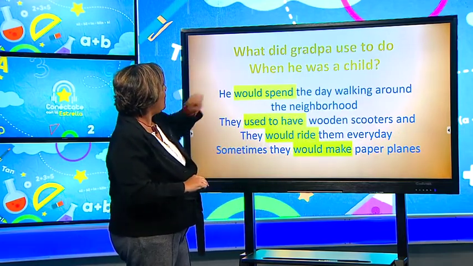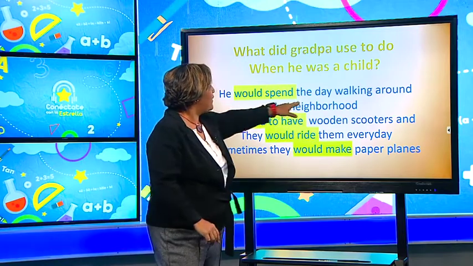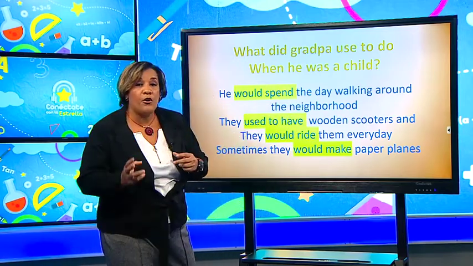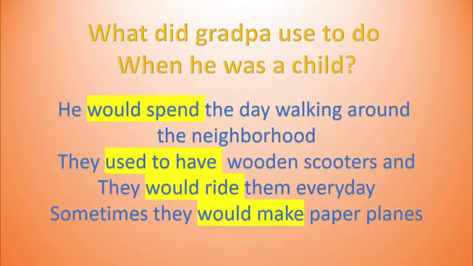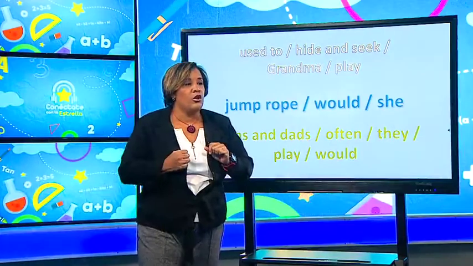What did Grandpa used to do when he was a child? He would spend the day walking around the neighborhood. They used to have wooden scooters. They would ride them, the wooden scooters, every day. And sometimes they would make paper planes, okay? So, let's take a look at this.